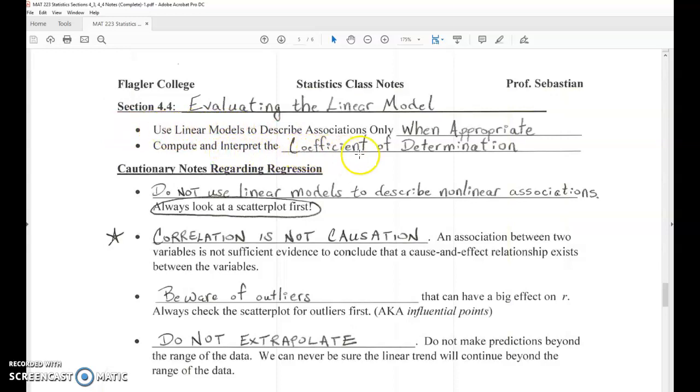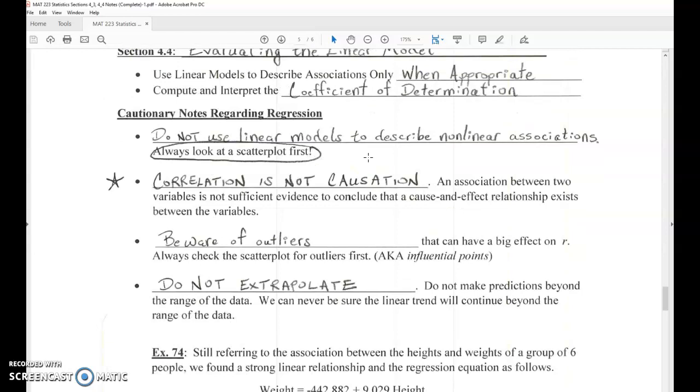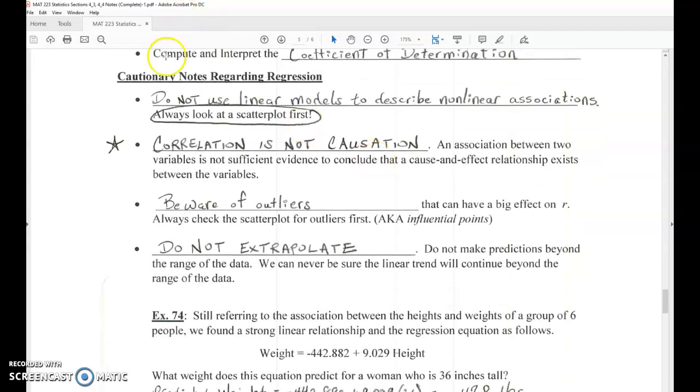Compute and interpret the coefficient of determination. We will see that the coefficient of determination is actually r squared. You just take r, the correlation coefficient, and square it. But I want you to be able to understand what piece of information it actually gives us. So first, some cautionary notes regarding regression.